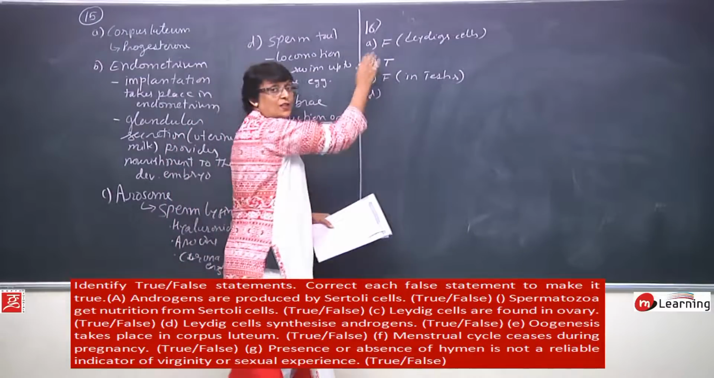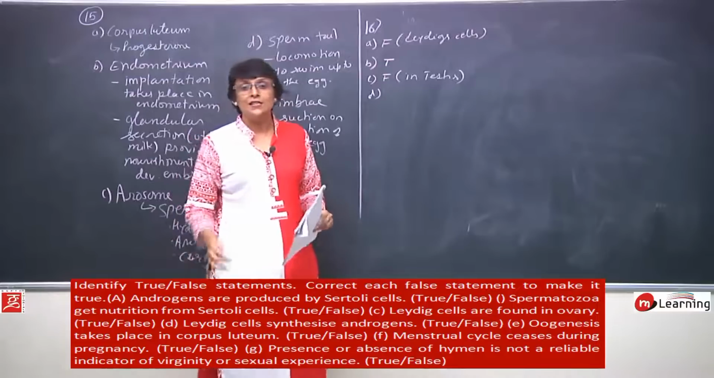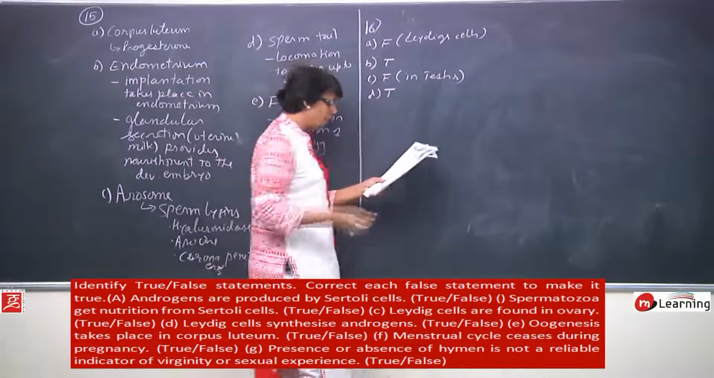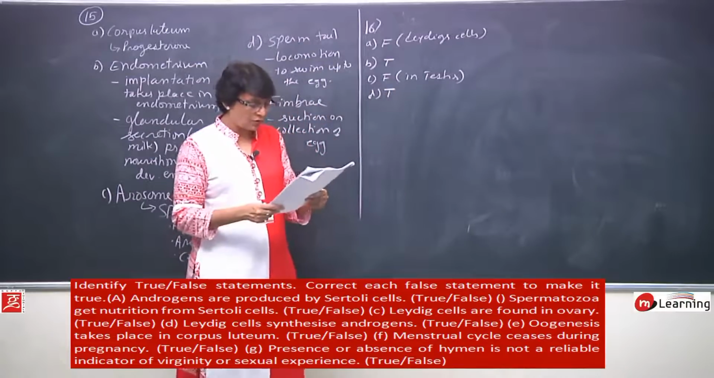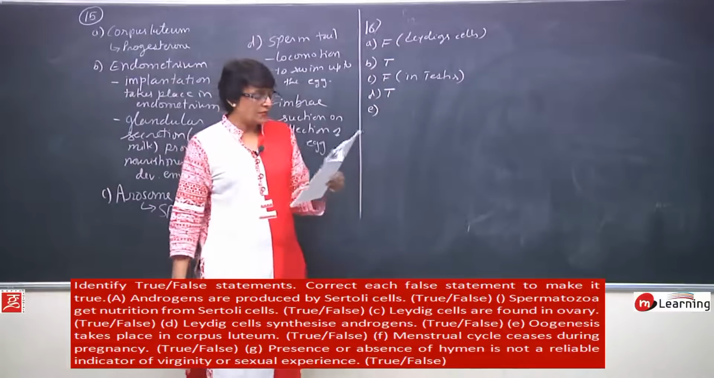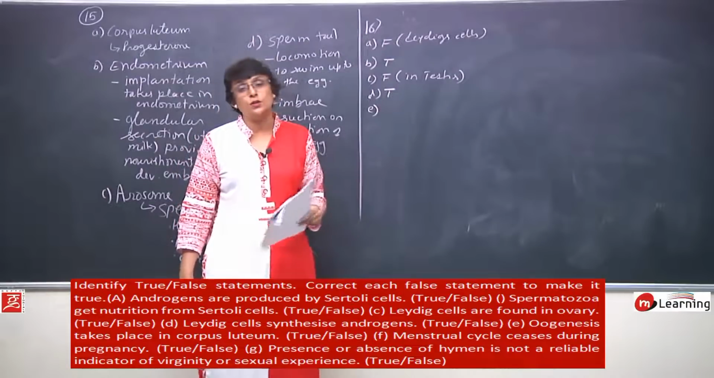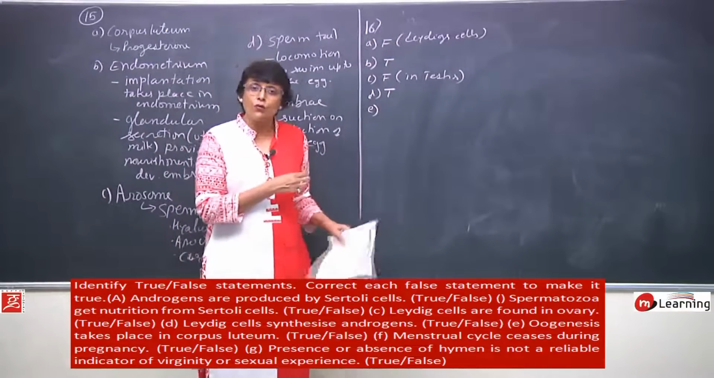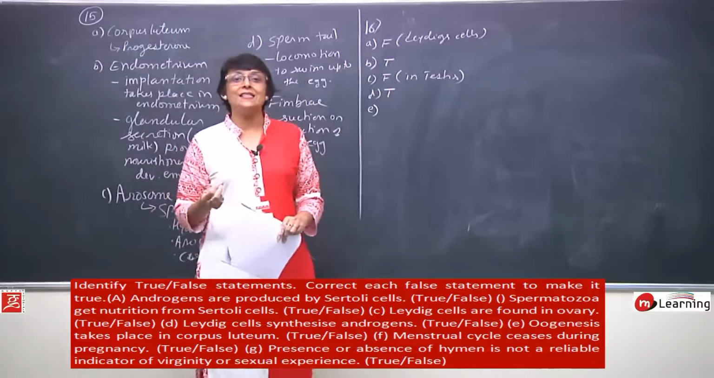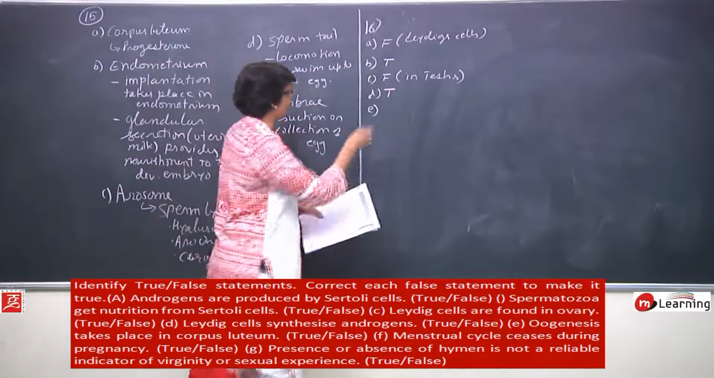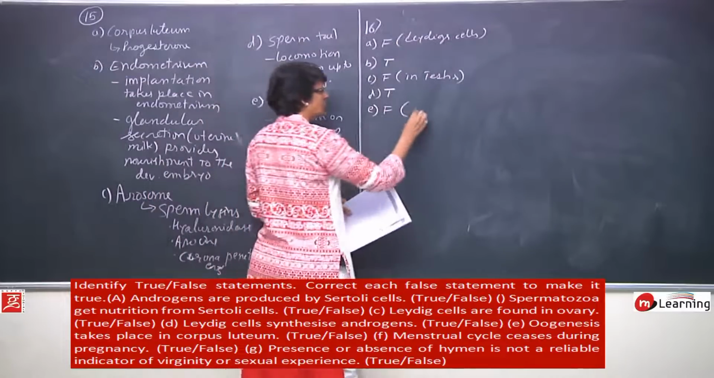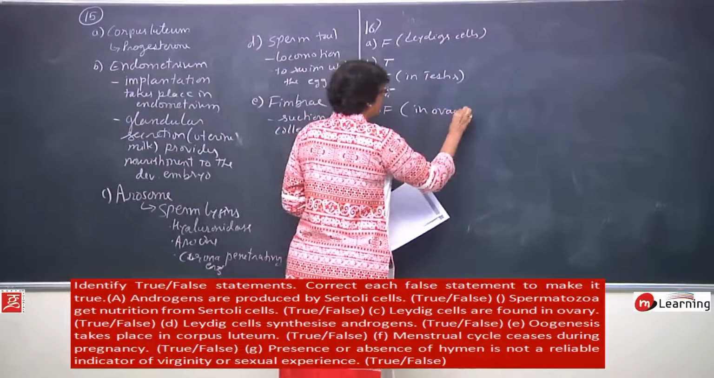We just corrected the first one. That was, instead of Sertoli cells, we changed it to Leydig cells. So this is also true that Leydig cells synthesize androgens, that is male sex hormones. E. Oogenesis takes place in corpus luteum. Oogenesis takes place in the ovary, and corpus luteum is a structure which is formed after the egg is released from the Graafian follicle. So this statement is false. Oogenesis takes place in the ovary. So in ovary, this is the correction.